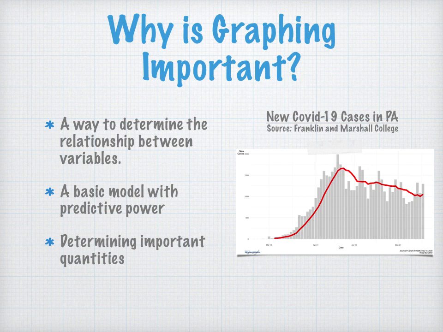Graphs also can be used to determine important quantities in physics and chemistry. For example, we'll be using graphing methods to determine the delta H, or change in enthalpy, and delta S, or change in entropy, for the solubility of potassium hydrogen tartrate, or KHT, in a later experiment.